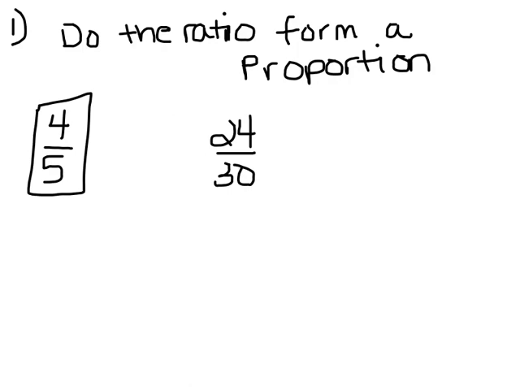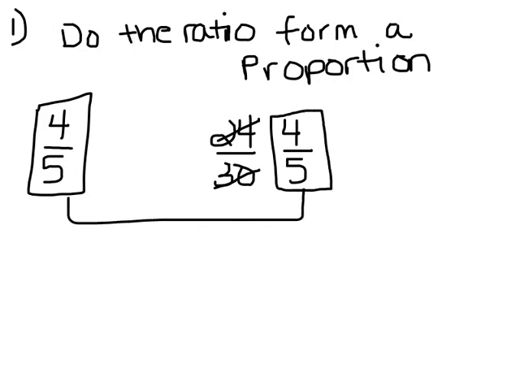Our second ratio, 24/30, both 24 and 30 can be divided by 6. 6 goes into 24 4 times, and 6 goes into 30 5 times. So once we reduce the ratios, we notice that they're both the same, which means that they are in fact a proportion.